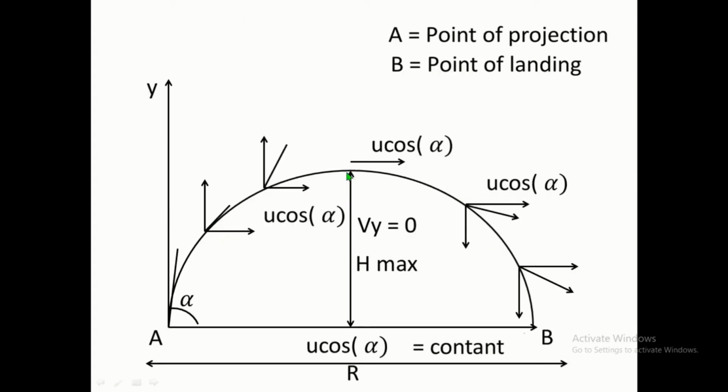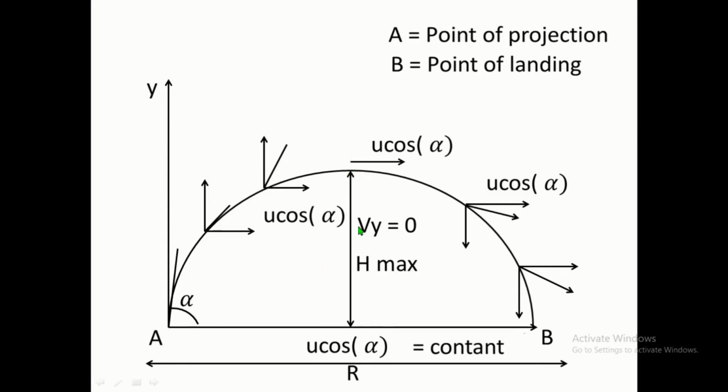At this highest point, the vertical component of velocity is 0. Therefore, velocity is equal to under root Vx square plus Vy square, where Vx is the horizontal component of velocity and Vy is the vertical component of velocity. But the vertical component is 0 at the highest point. Therefore, the total velocity will be equal to the horizontal component, which is u cos alpha. Therefore, at this point, acceleration and velocity will be exactly perpendicular to each other.